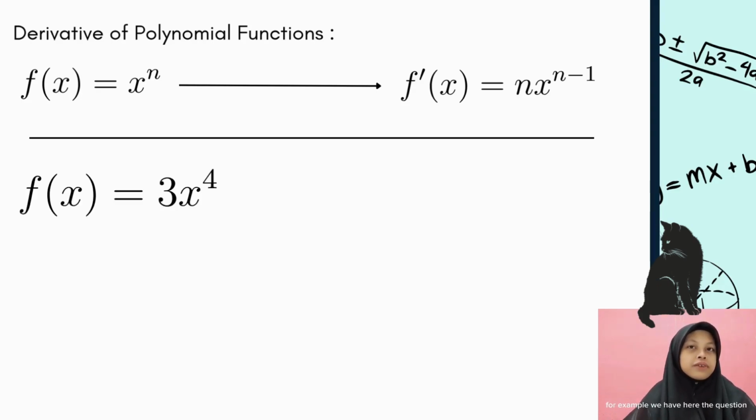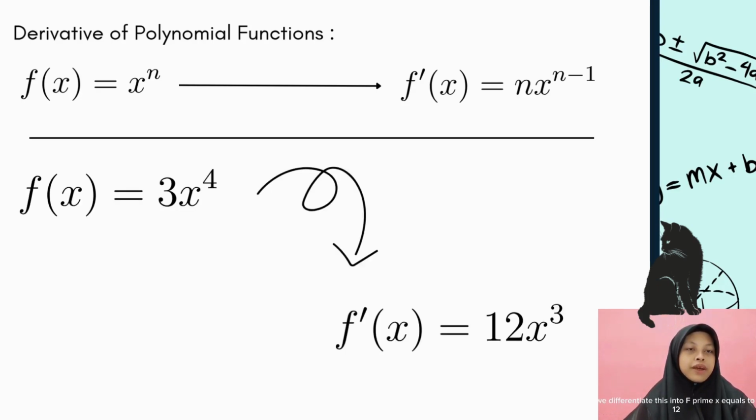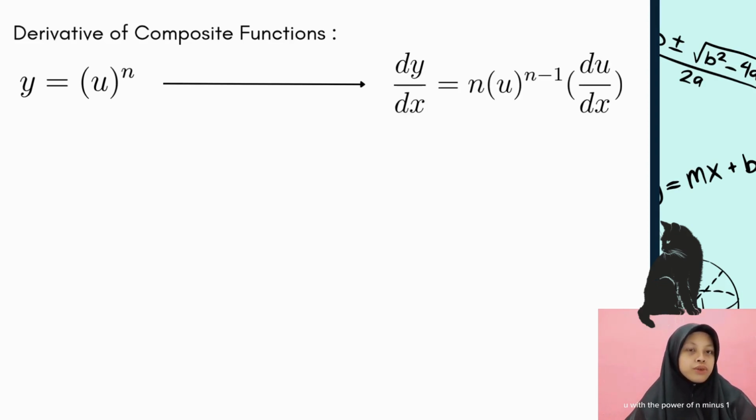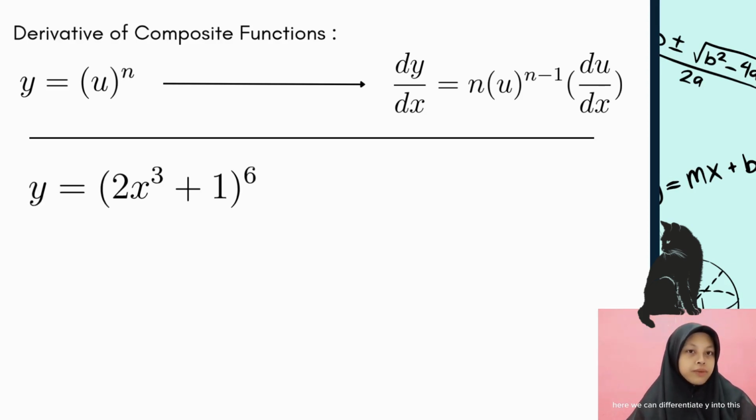For example, we have here the question. We differentiate this into f'(x) equals 12x cubed. Second is the derivative of a composite function. Here we have y equals u to the power of n, and we differentiate y into n u to the power of n minus 1 du/dx. For example, we have the question here. We can differentiate y into this.